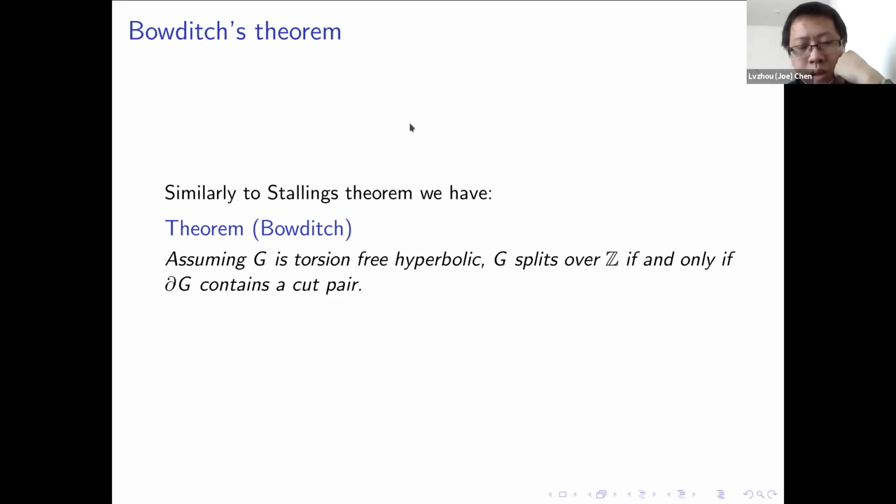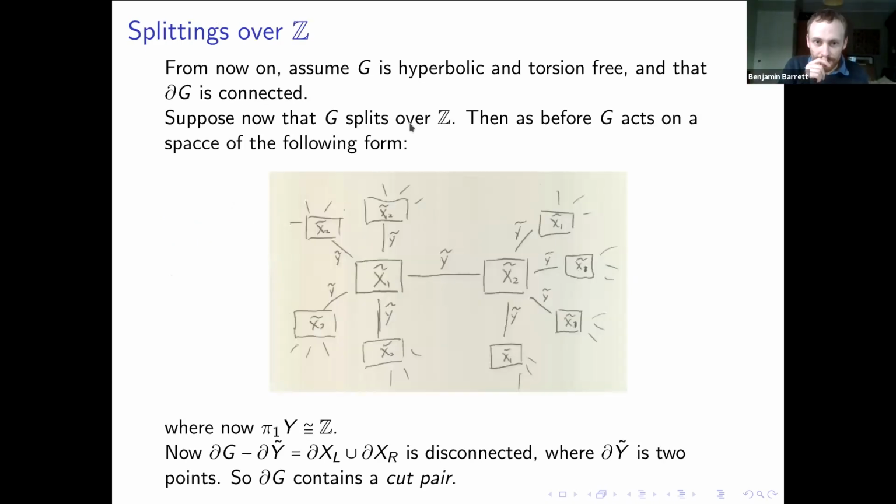Maybe just to make sure, a cut pair is just a pair of points on the boundary that disconnect the boundary? Yeah, that's exactly it. So a cut pair is a pair of points in the boundary whose complement is disconnected, you could say. Okay. Can I think of that cut pair as the geodesic, as a ray going through all of those covers you do on the last slide? Yeah, right. Yeah, perfect. Yes. So the cut, exactly. Yeah.